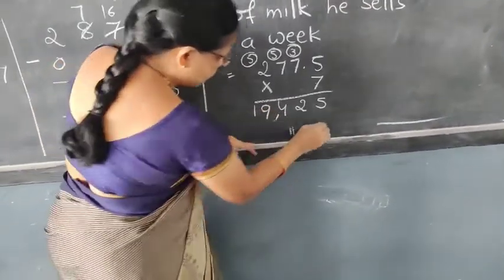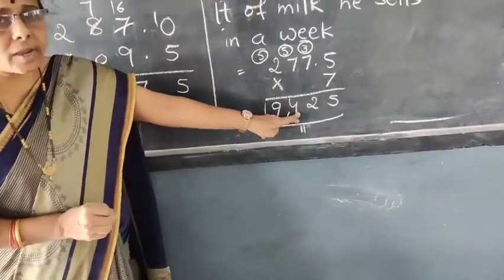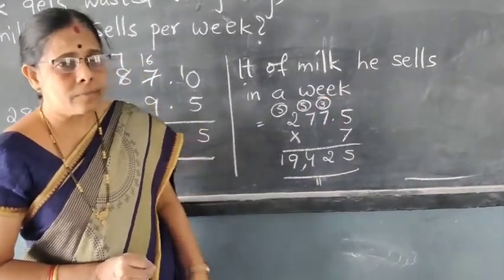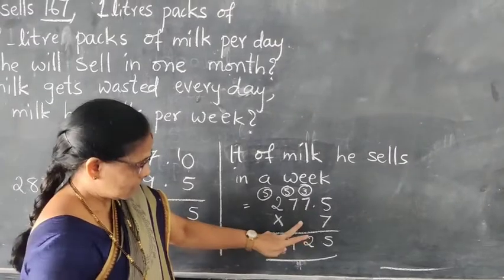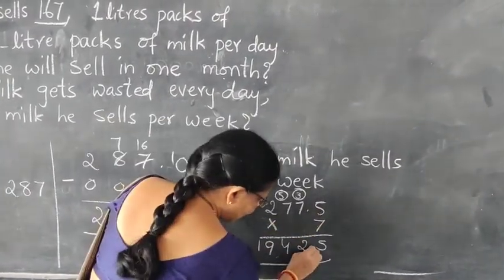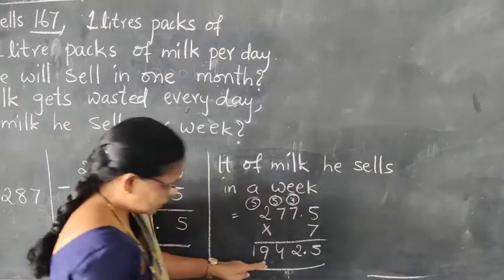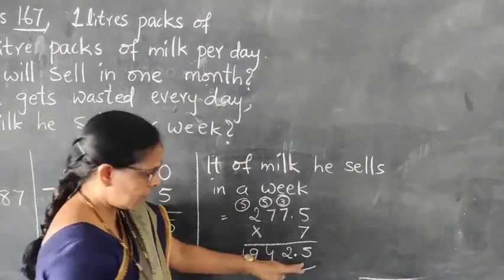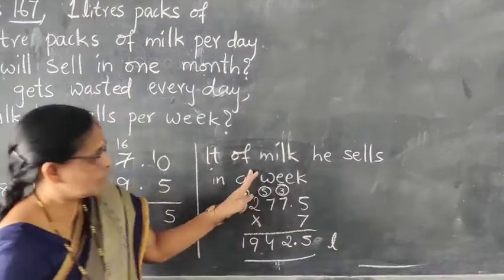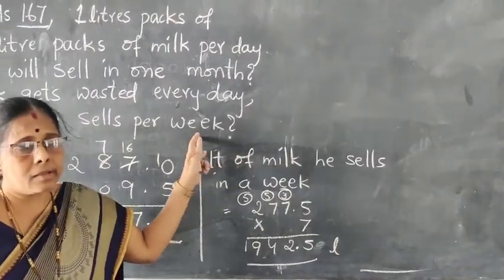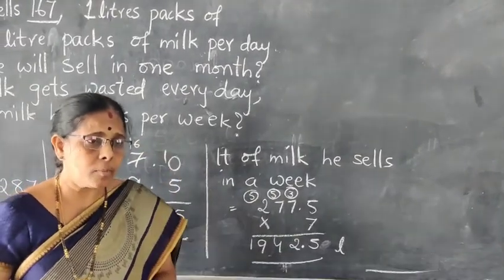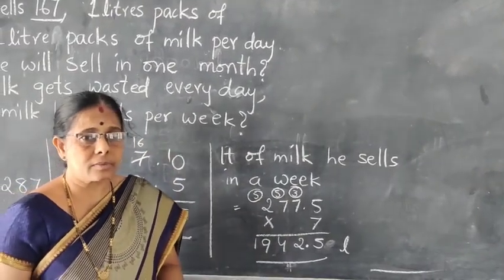So 19,425 liters sold in a week. Sorry children, there is a point after 1 digit, so write the point here. So 1942.5 liters of milk is sold per week. I hope you understood this example sum. Now open your workbook. We'll do workbook sums.